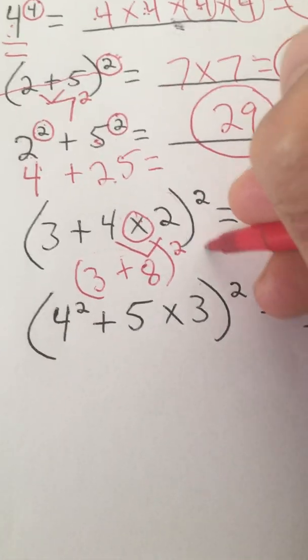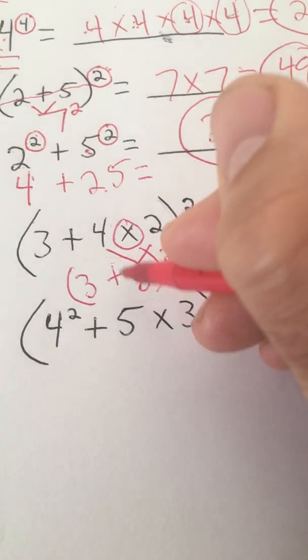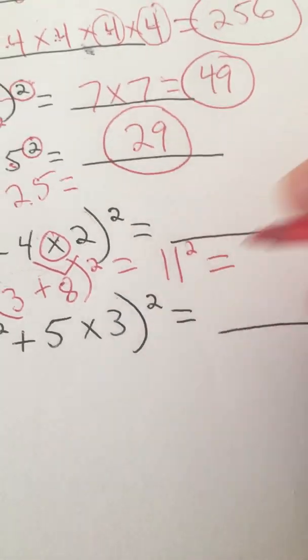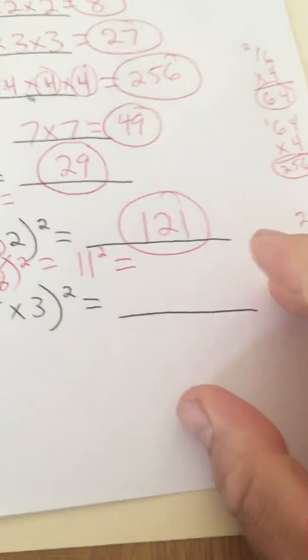Then we're going to do that to the second power. So 8 plus 3 is 11. Now the parentheses are gone. Now we're going to square what was inside the parentheses. 11 times 11 is 121.